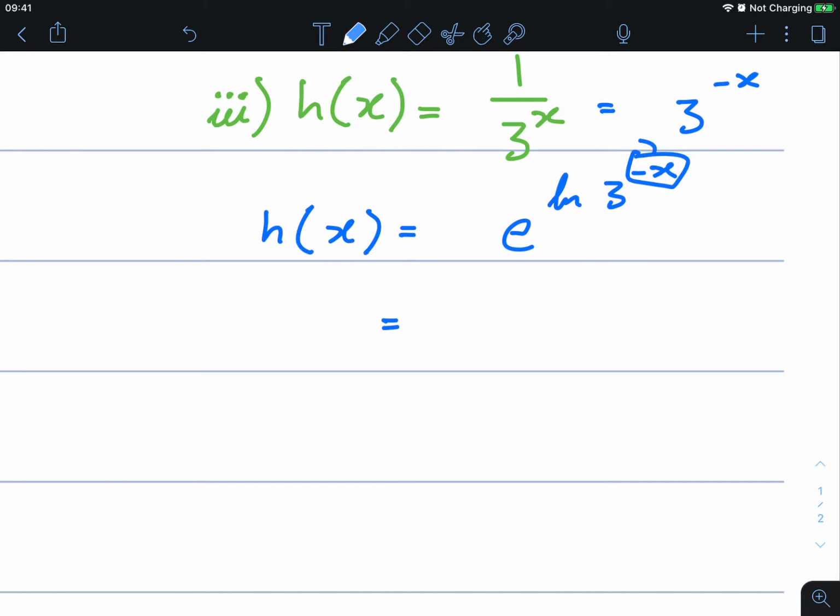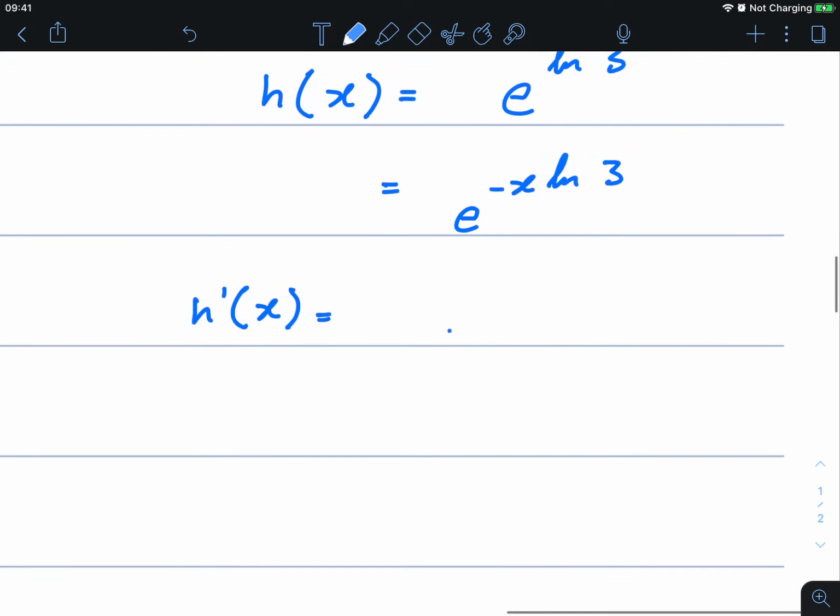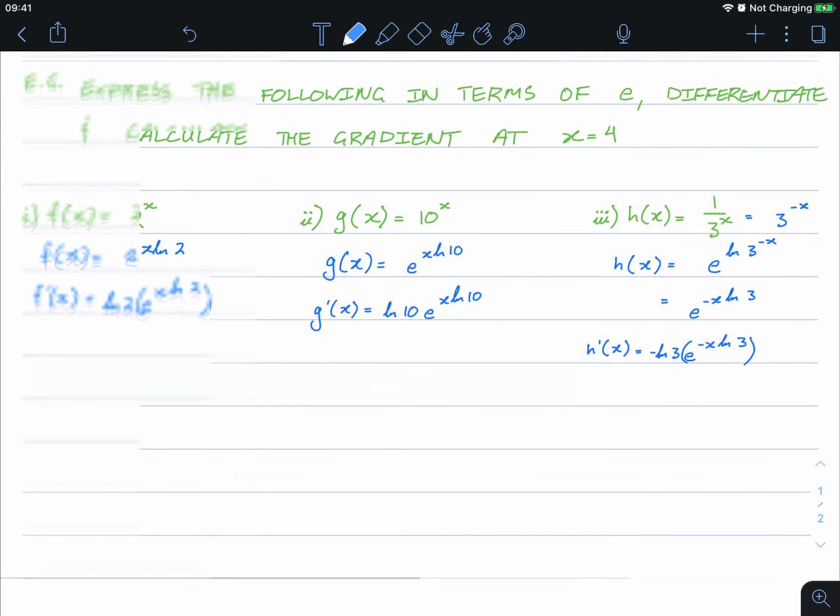We can move that x as a coefficient by log laws. So this becomes e to the negative x ln of 3. Differentiating this, h prime becomes, well, it's always the same expression, so e to the negative x ln of 3. The derivative of negative x ln 3 is negative ln 3, so we get negative ln 3 times e to the negative x ln of 3.